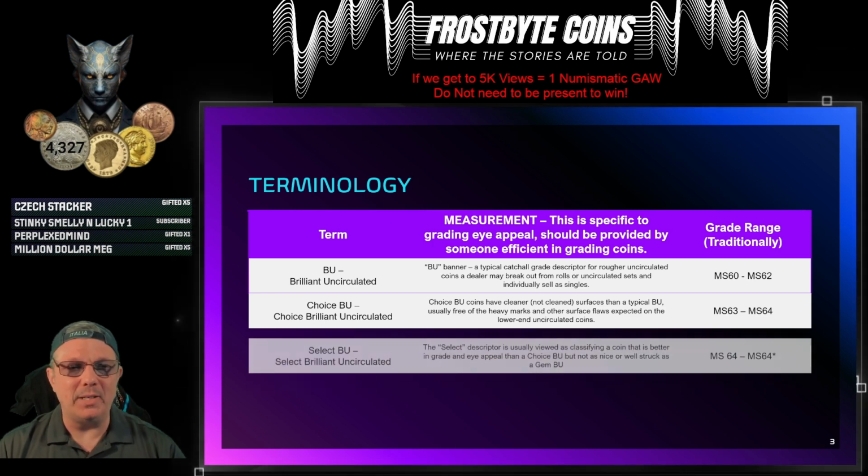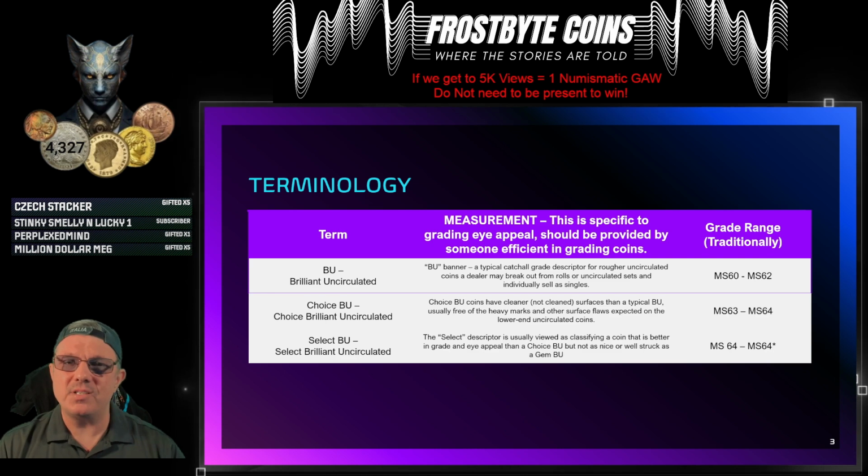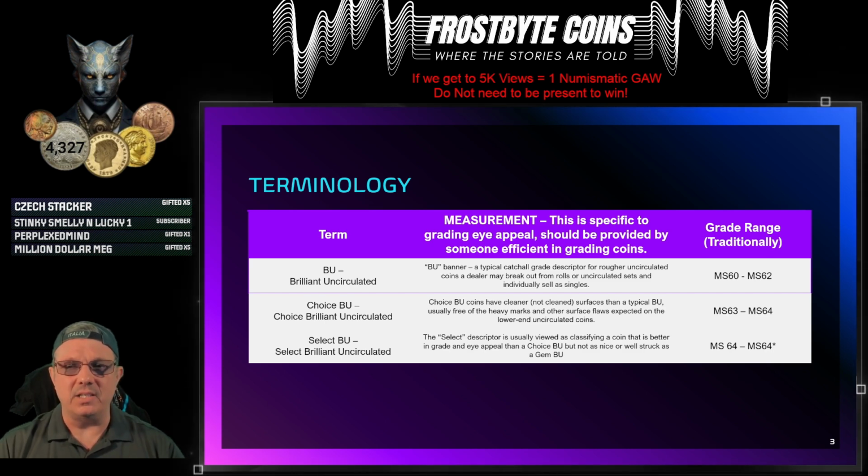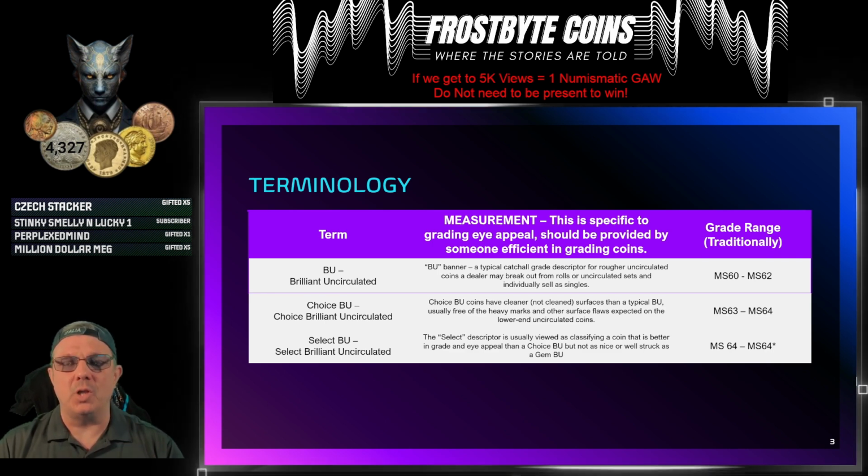The next one we're going to be looking at is Select BU. Now, this is something that I haven't heard very often. I've heard it with the older generation, but I haven't really necessarily seen this. This one is reserved for describing coins that are the MS64 borderline, the top of the Choice BU, right? So you're talking about the exceptional eye appeal.